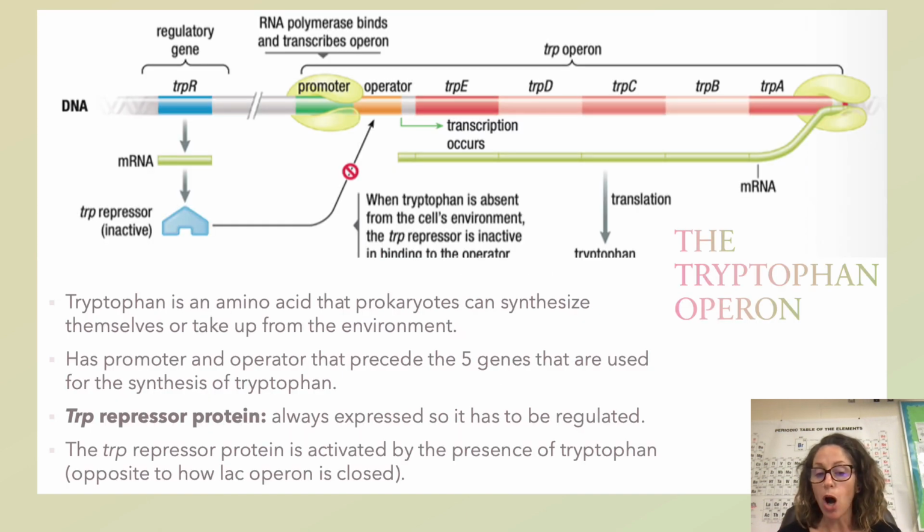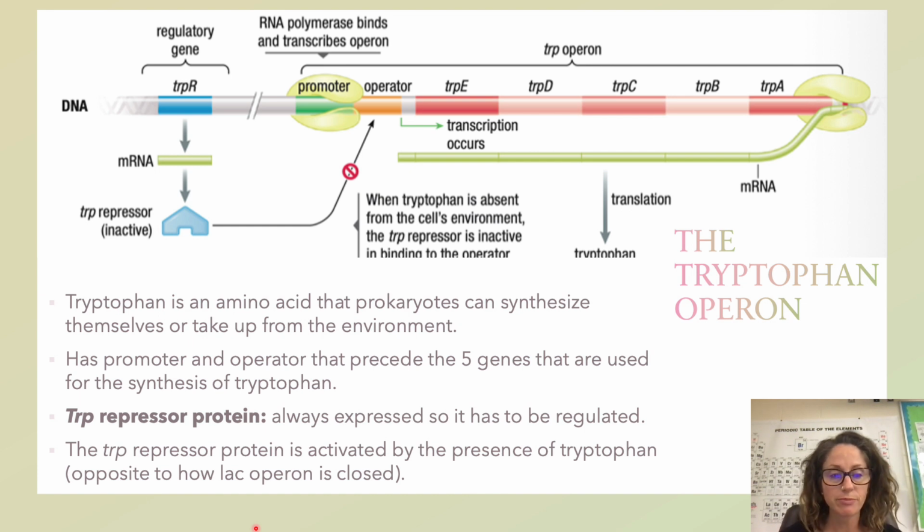Okay, so let's look at an opposite situation. We have the trp operon, or tryptophan operon. So hopefully with tryptophan, we remember the sound of it. It's an amino acid that prokaryotes can synthesize, so they make it themselves, or they can take it up from the environment. It's easier for an organism to take it in than to make it themselves.